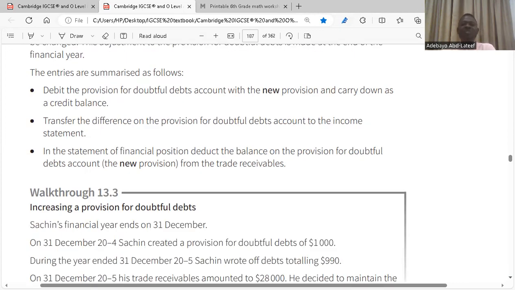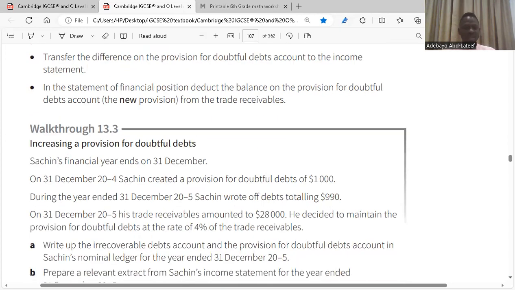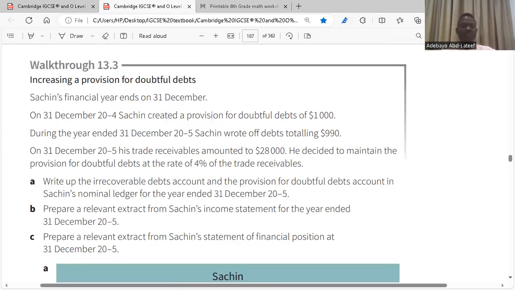Transfer the difference of the provision for doubtful debt account to the income statement. So in the statement of financial position, you deduct the balance from the trade receivables. Is it clear? Yes. Okay. Increasing the provision for doubtful debt.